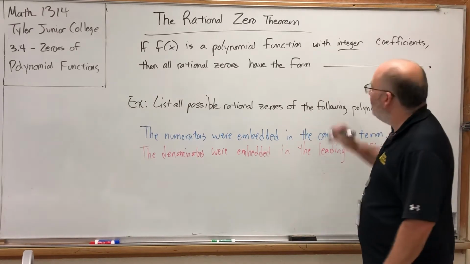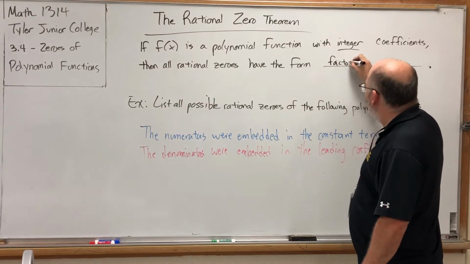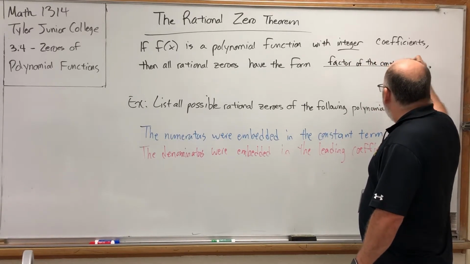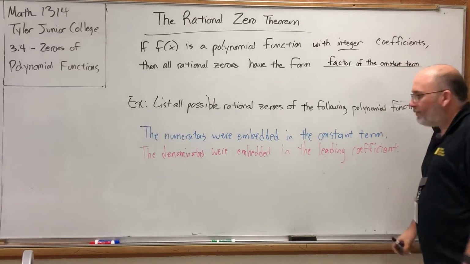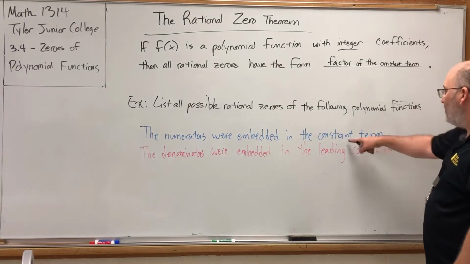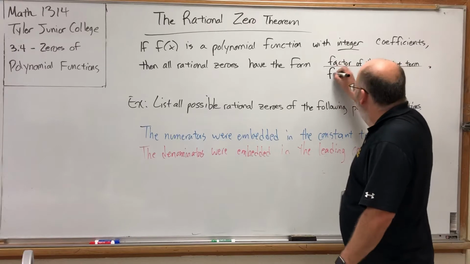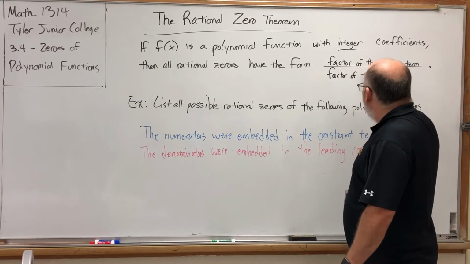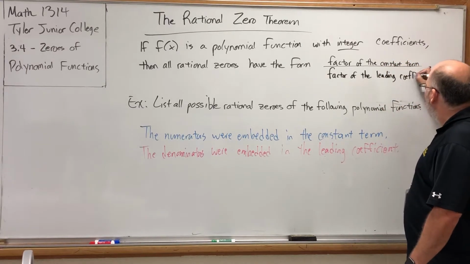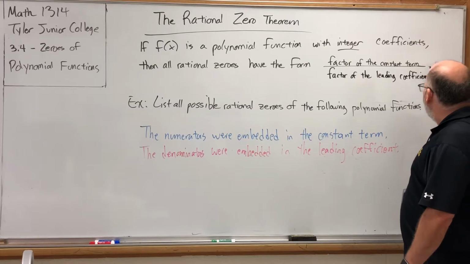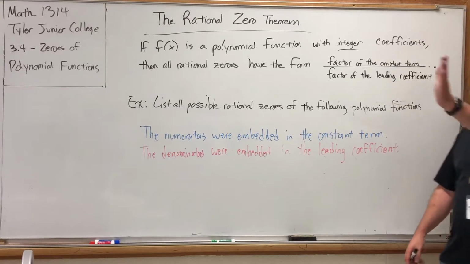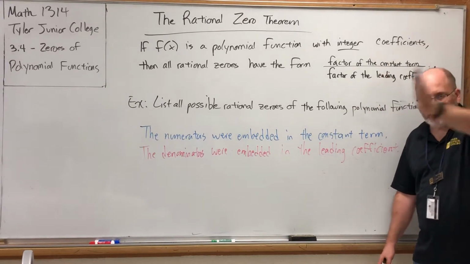a giant fraction bar, factor of the constant term. Translation: the top of the fraction has to be a factor of the number at the end of the function. That's on top. In the denominator, factor of the leading coefficient. So, the denominator of your rational zeros must be a factor of the front number, assuming your function is written in general form from highest power to lowest power.